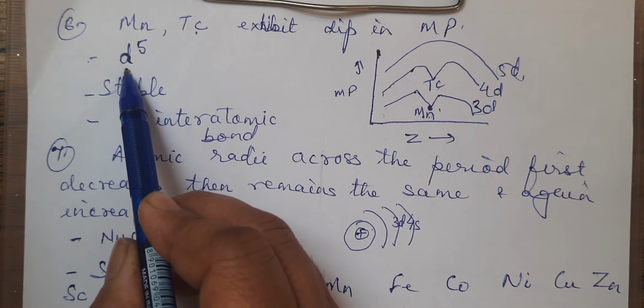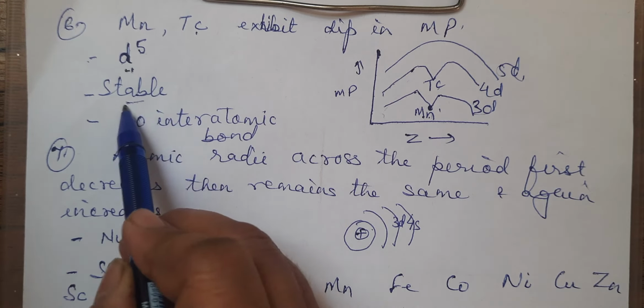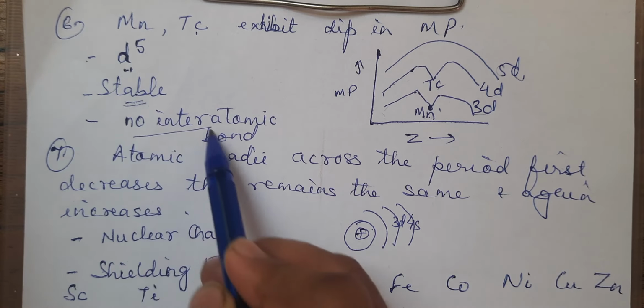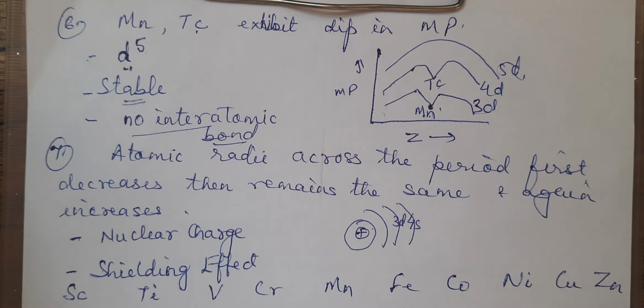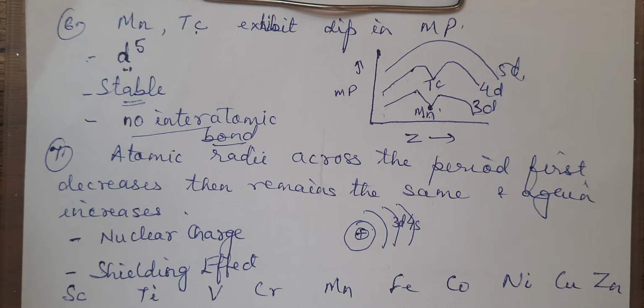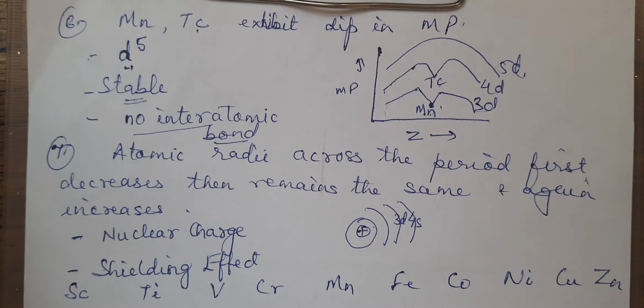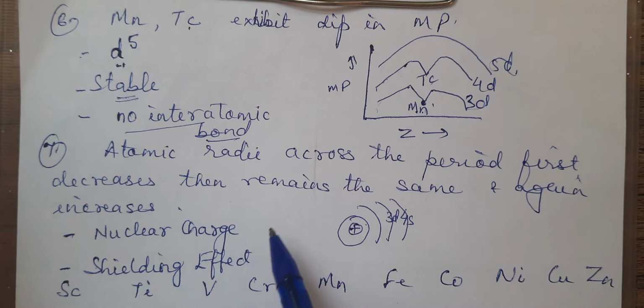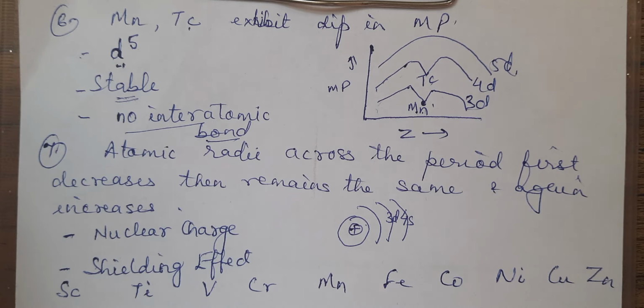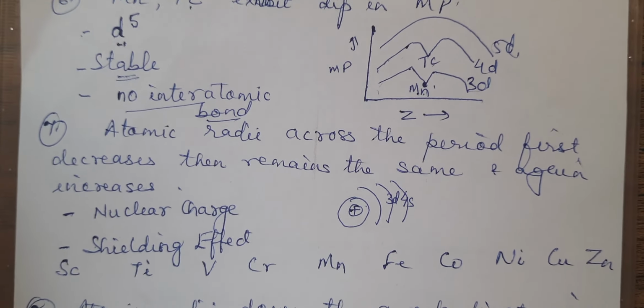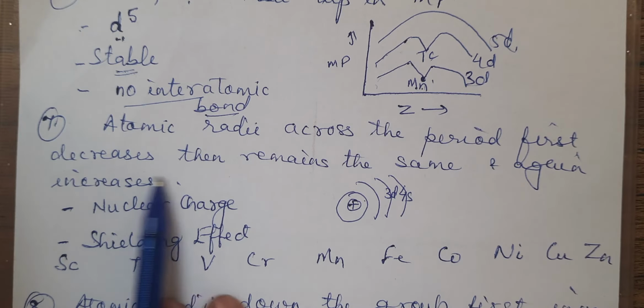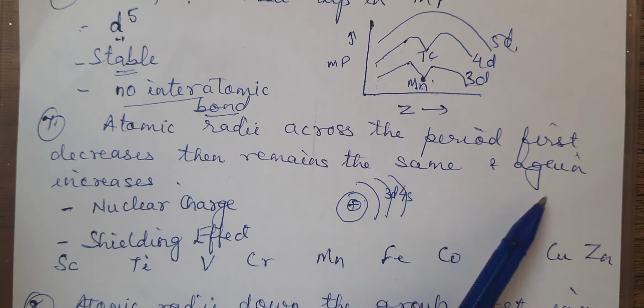They have d5 configuration. When they have d5 configuration, it means they are stable. When they are stable, they will not have any ability to have that interatomic bonding. If they are themselves stable, then they will not like pairing up with others, right? So these two are the exceptional cases. Though just now we said more unpaired means more interatomic bonding, Mn and Tc, because they are stable in d5 configuration, will not have a tendency to undergo that interatomic bonding, right?